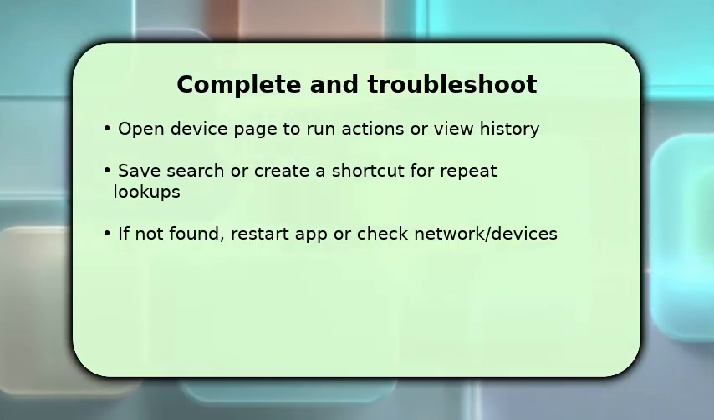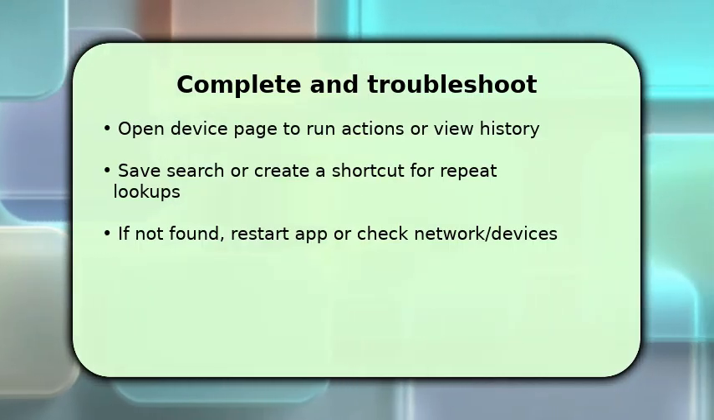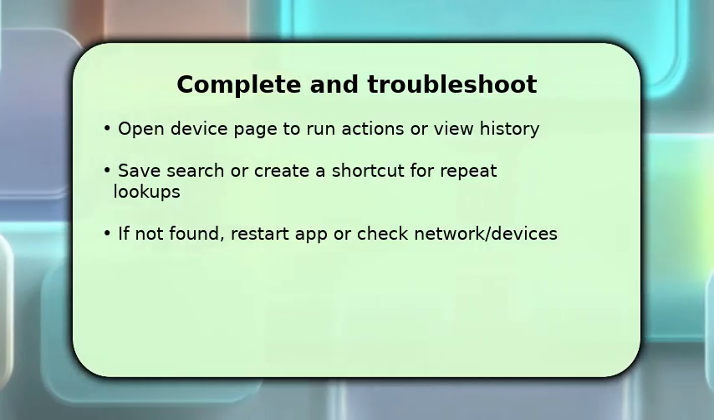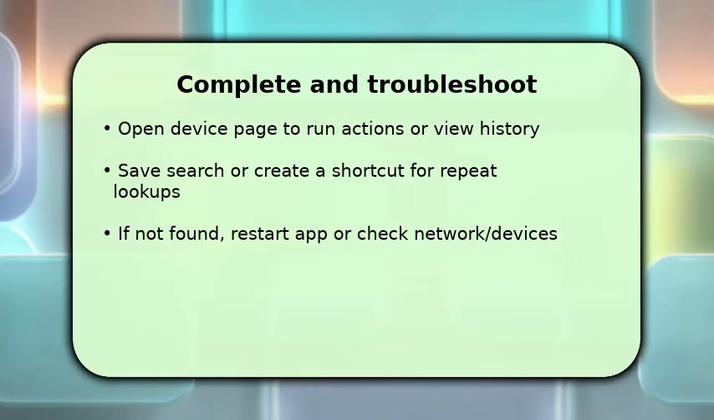If Circle can't locate the device, first restart the app and confirm Wi-Fi connection. Next, reboot the target device and check its visibility settings. If issues persist, make sure firmware and app are updated. This resolves most discovery and search issues.